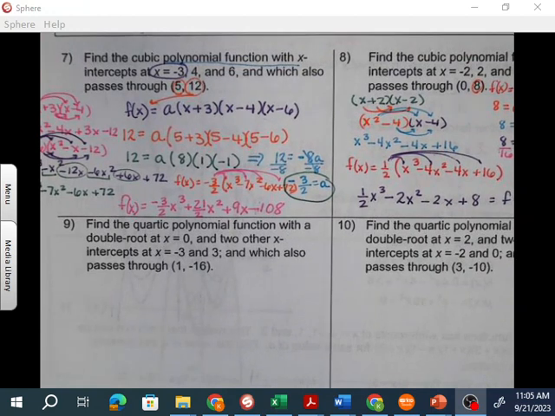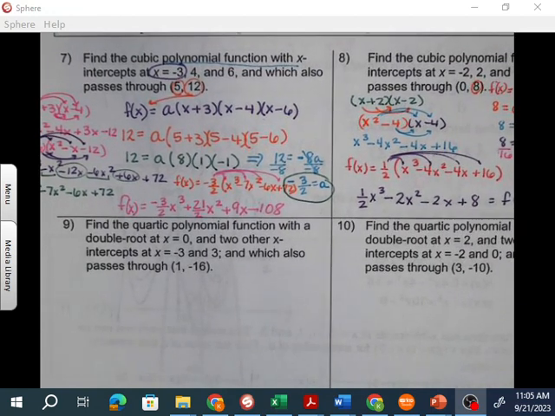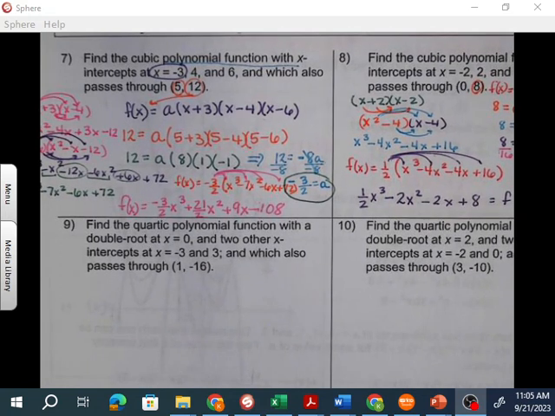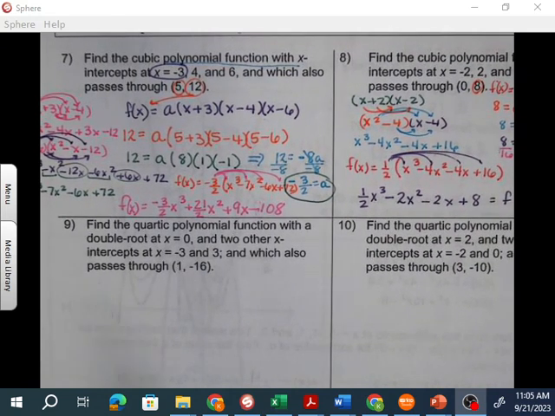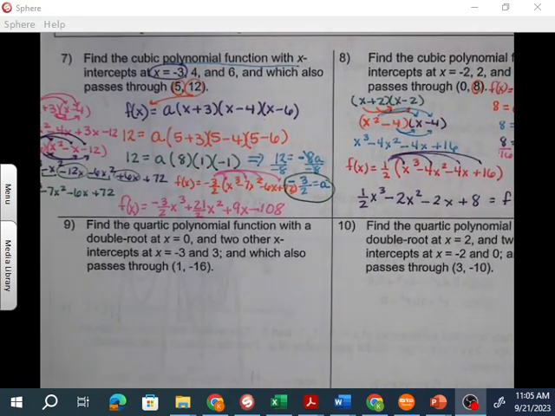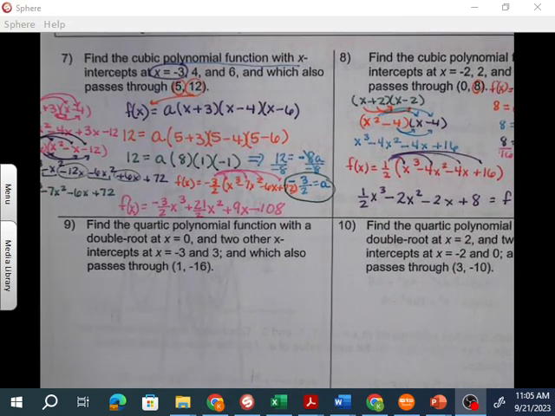Okay, so find the quartic polynomial function with a double root. That may be the first time we've seen that terminology this year. What does it mean by double root? That's when it bounces. It's called a double root because it would be squared, so it counts double. It bounces right there, at x equals 0.